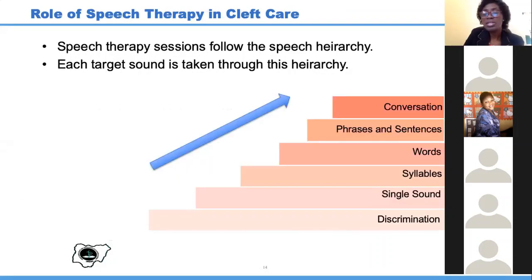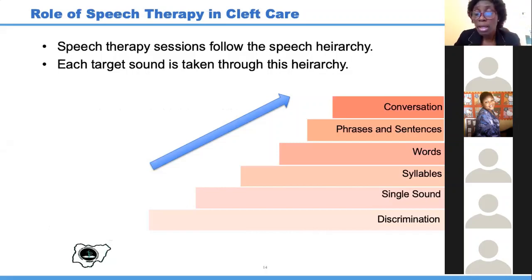Now, for the speech therapy sessions themselves, that's for children above the age of 3 years. Speech therapy can start at 3 to 5 years, if that's what's occurring in your own individual environment. But the therapy goes through a speech hierarchy, and the first of that speech hierarchy is discrimination.